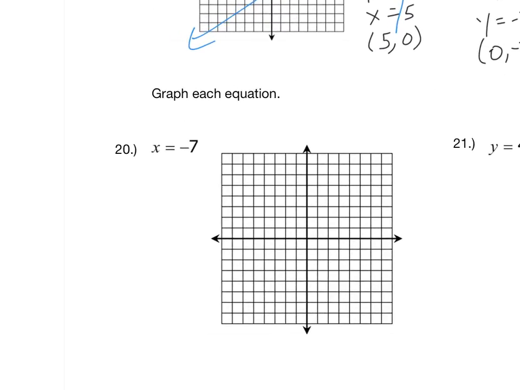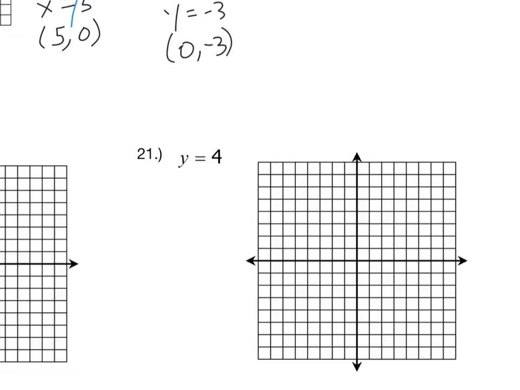All right, remember, when it's x equals a number, that means it's going to be a vertical line. So x equals negative 7 means it's going to be a vertical line right here at negative 7. That's not straight. Just like that. Now, when it's y equals a number, that means it's going to be a horizontal line. So y equals 4 will be a horizontal line right there at 4. So remember, x is a vertical line, y is a horizontal line. Remember that for your tests.